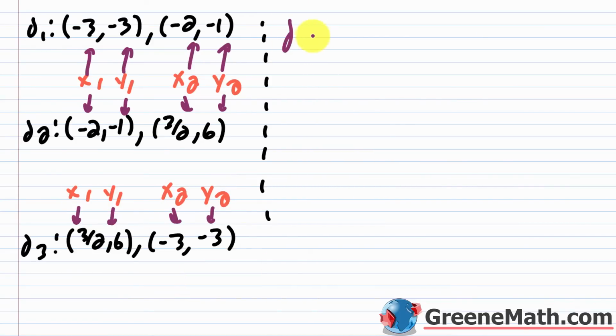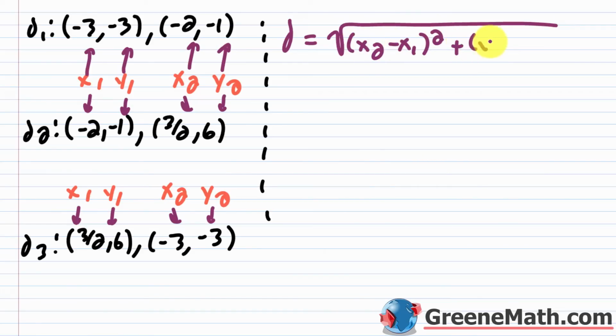So let's say the distance formula, d is equal to the square root of x sub 2 minus x sub 1 quantity squared, plus y sub 2 minus y sub 1 quantity squared.